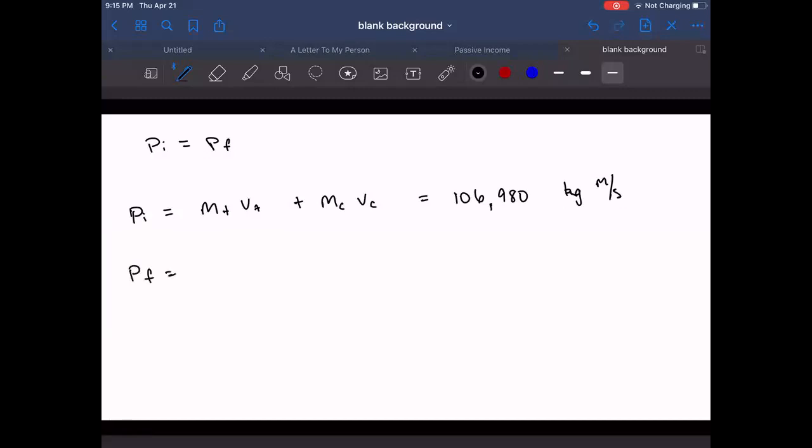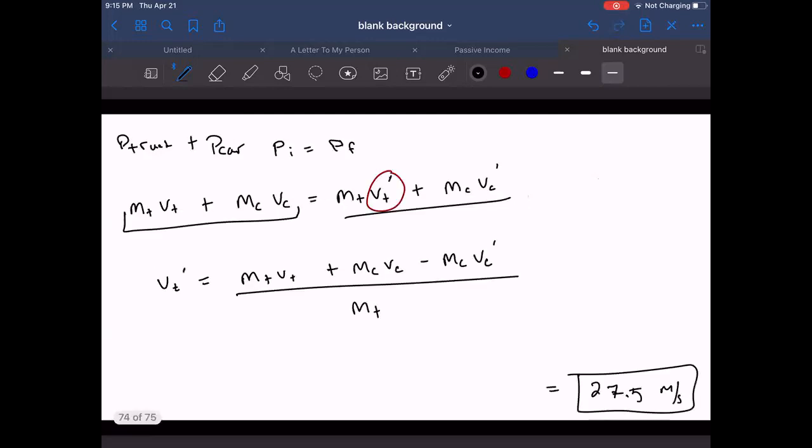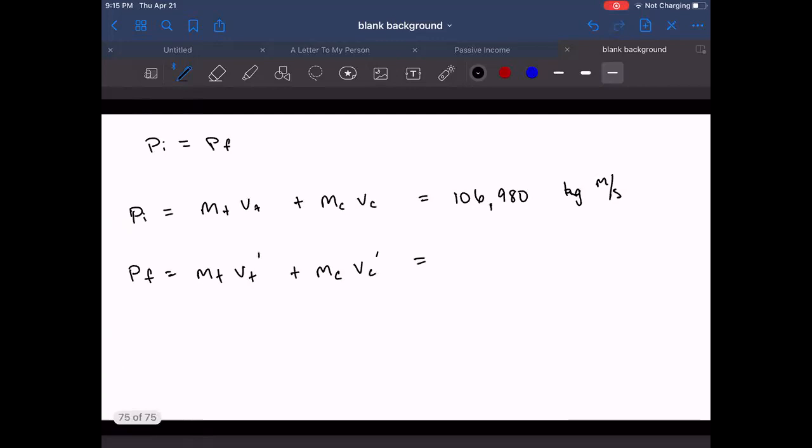Was it conserved? I don't know. Let's find the final momentum of the system. Well, what is that? The final momentum of the truck, we'll call it primed to denote it's the speed later, plus the momentum of the car, which is the mass times the final velocity. Well, we calculated that truck velocity, 27.5. So 27.5 times the mass of the truck, 20 times 2515 plus 1325. They give us 28.5 as the final velocity of the car.